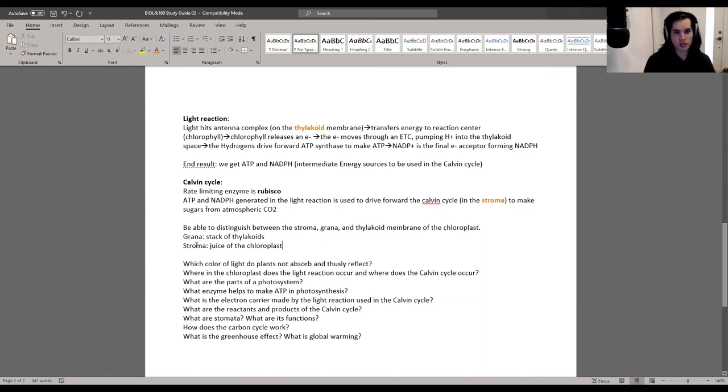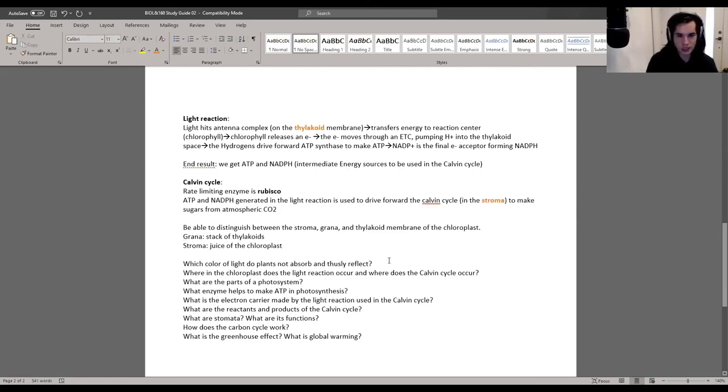So your stroma, that's just going to be the juice of the chloroplast. That's going to be kind of like the cytoplasm or cytosol of your cell. And that's going to be where your Calvin cycle occurs. So stroma is the juice of the chloroplast, that's where your Calvin cycle occurs. And within your thylakoids, within your thylakoid membrane, or on your grana, that's where your light reaction is going to occur.